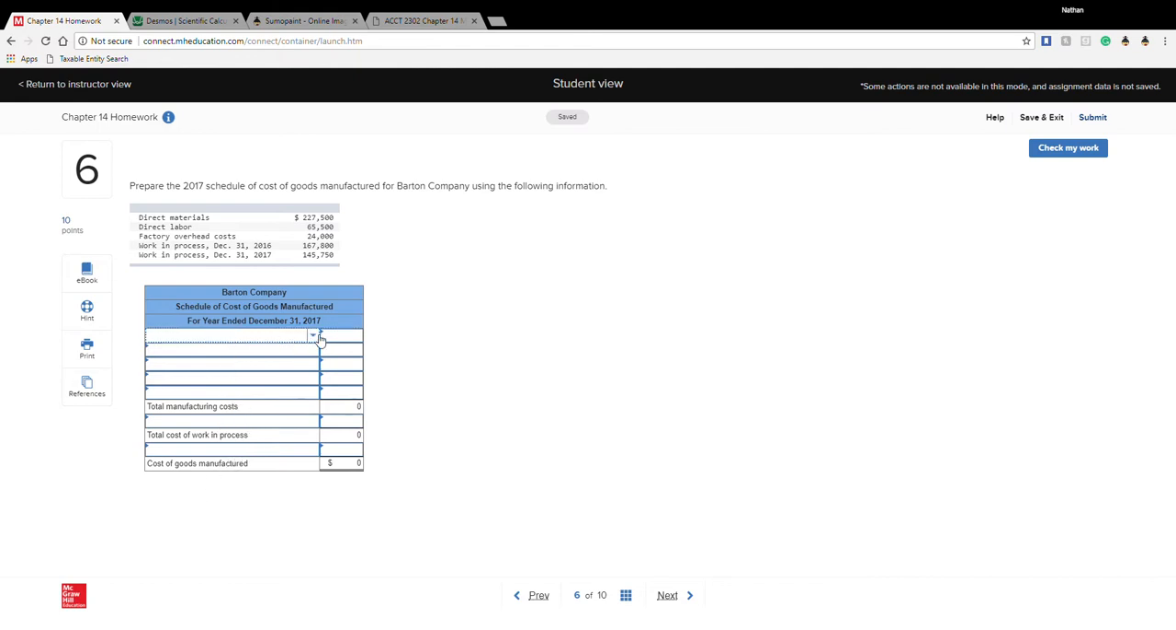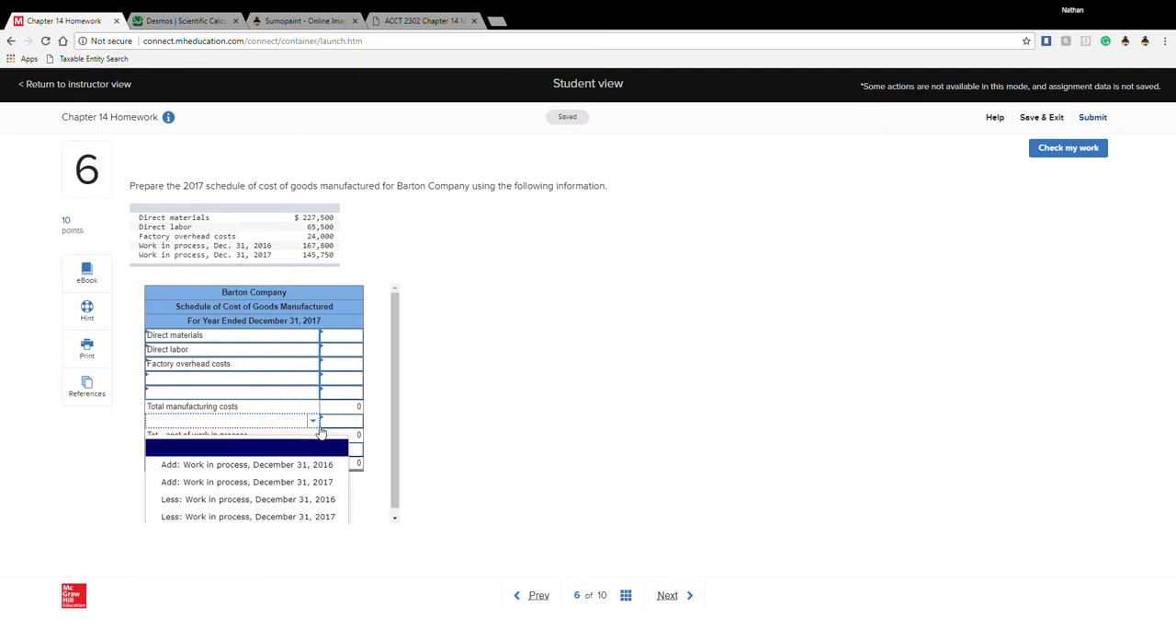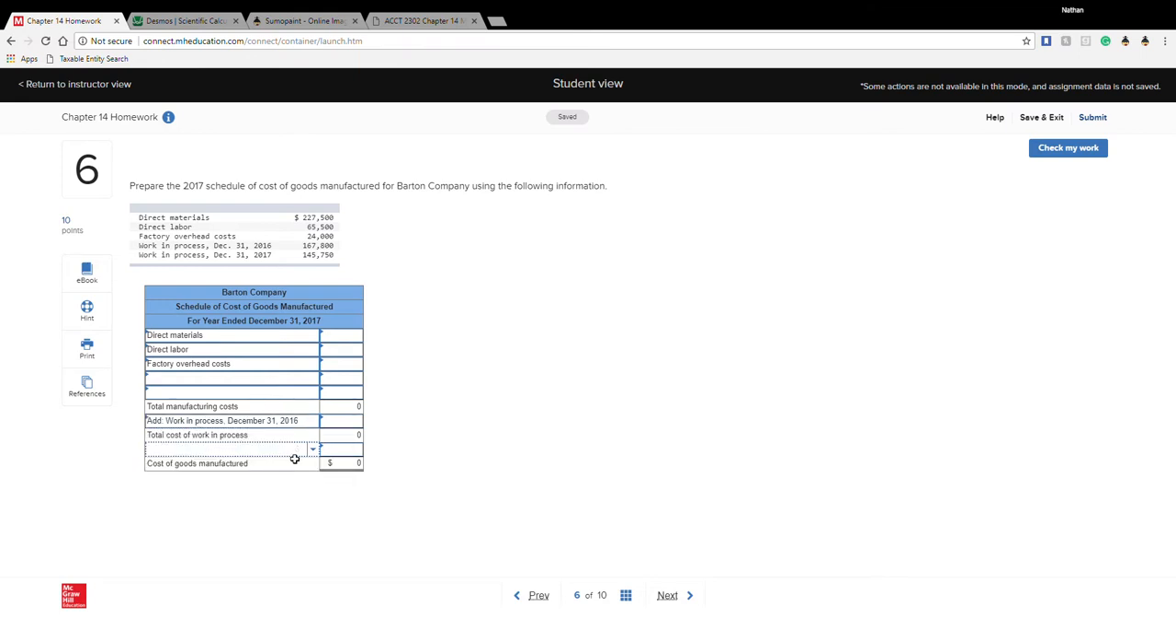So again, we take our big 3. I'm actually going to put this in order this time around. Direct labor and factory overhead. We know that's nothing else. We only got 5 accounts. This one takes care of work in progress. Again, always add the beginning. And this time we're going to subtract the ending.